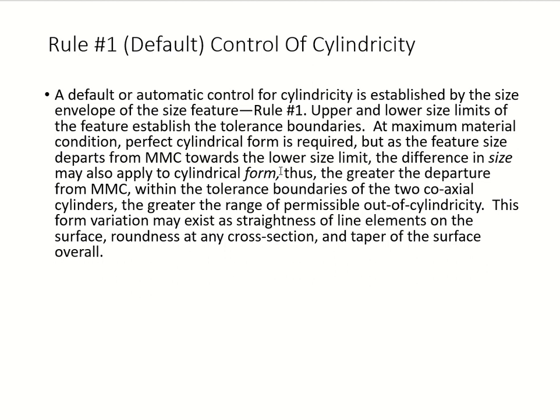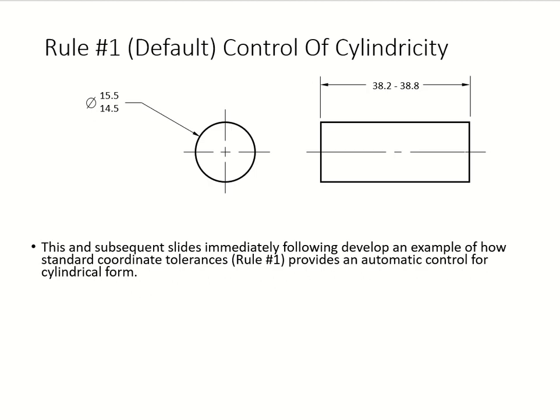That's where your form variations always come in, the greater the departure from your MMC. It's just like measuring from the MMC, and you can see how your form variation happens, but they still are within the size limits to be acceptable. So that's saying the same thing again. Form variation can happen because of the straightness of line elements on the surface, roundness at any cross section, or a taper at the surface overall. Let's take a look at what they are with the picture.